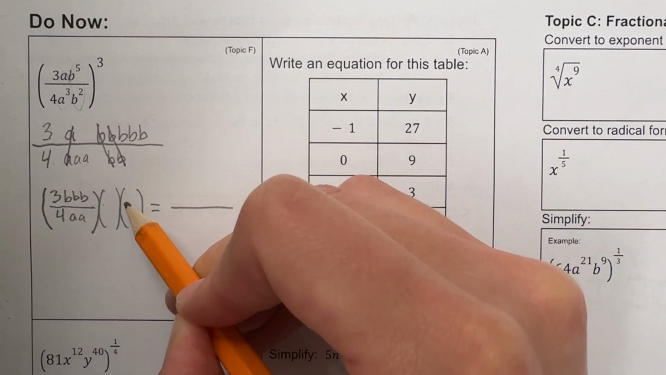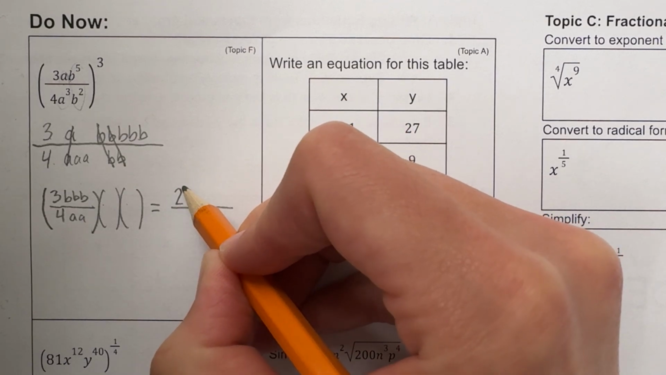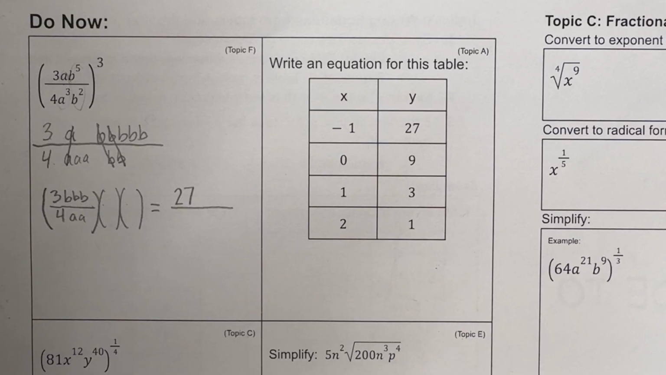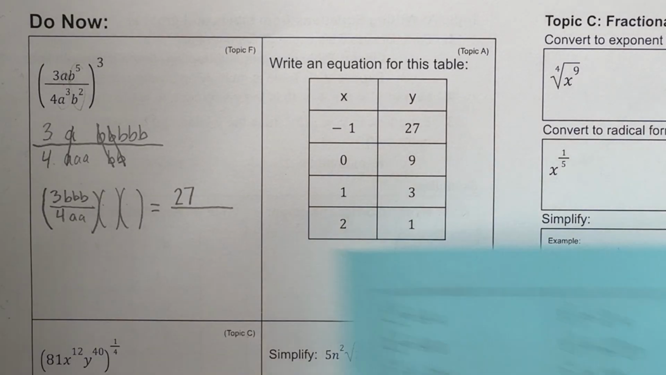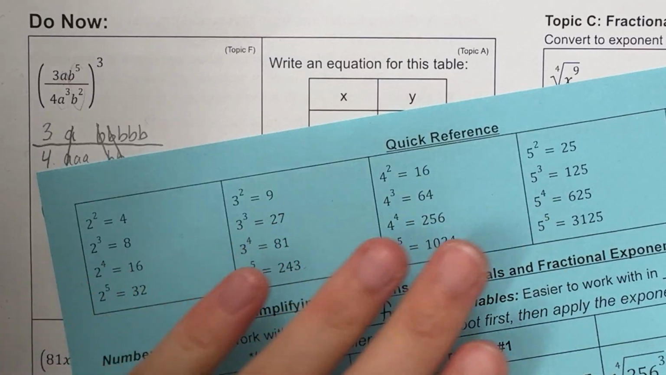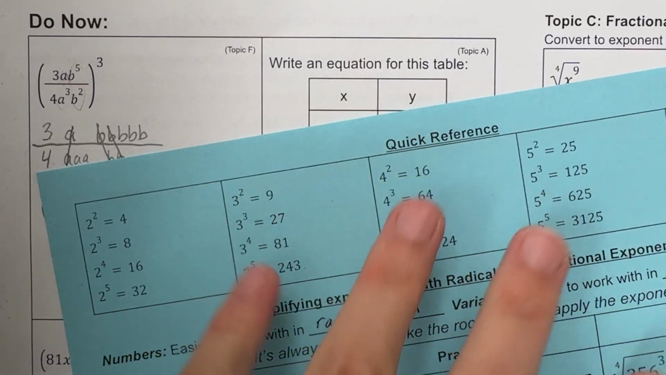Well, 3 times 3 times 3. And again, you can use a calculator here if you need to, or you can use the top of your blue paper. If you find yourself often referencing the top of this blue paper, make sure to copy all of this onto your cheat sheet.